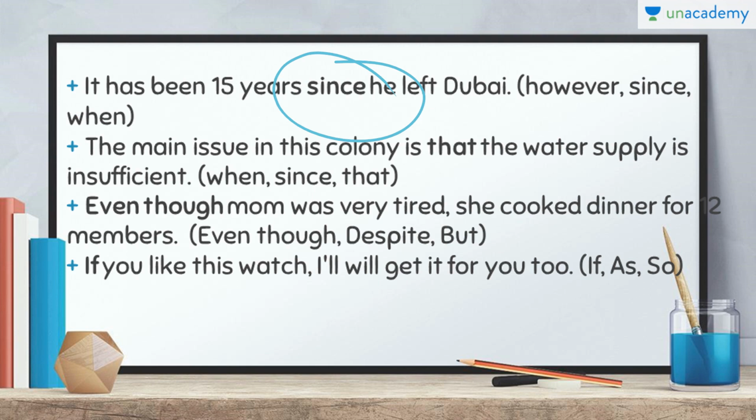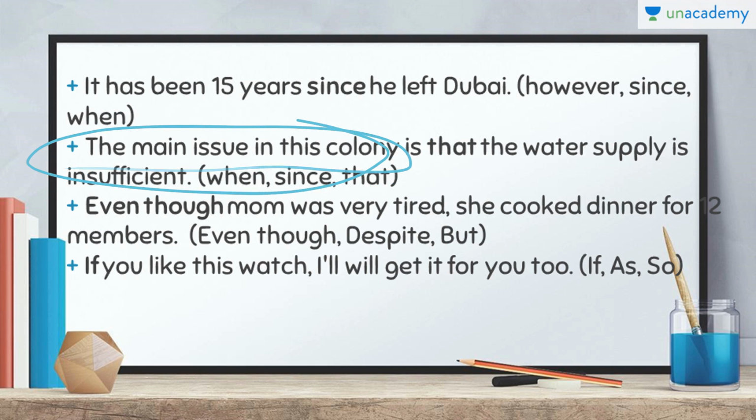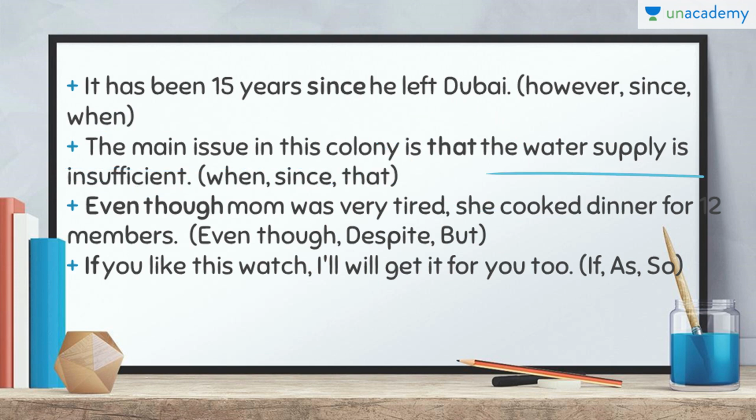The main issue in this colony is that the water supply is insufficient. So whenever we address this kind of thing, in the first part we are introducing something, and then that introduction is over and we are coming actually to the point. So the main issue in this colony is that the water supply is insufficient. That is used in this manner.